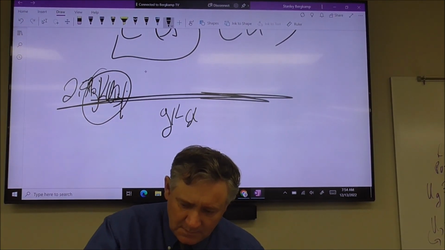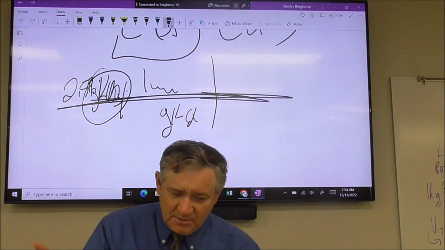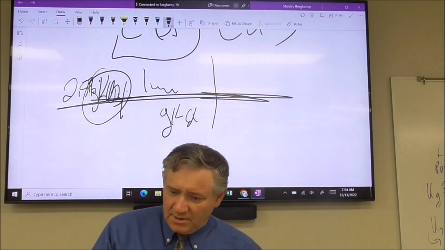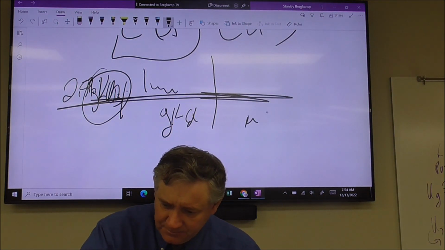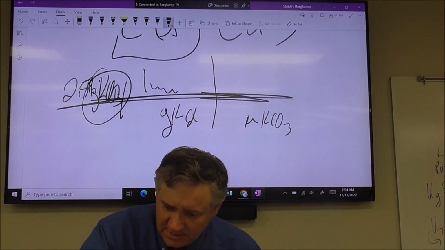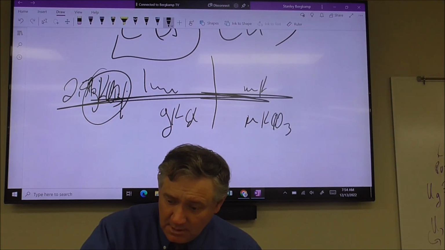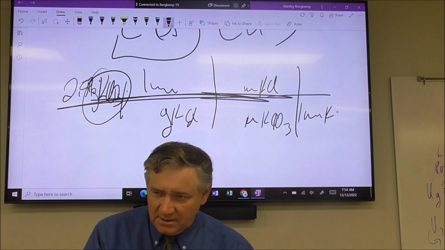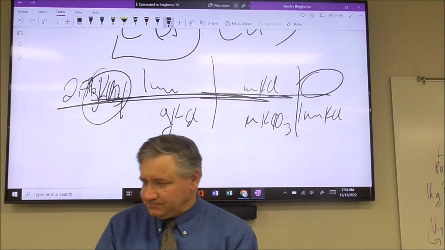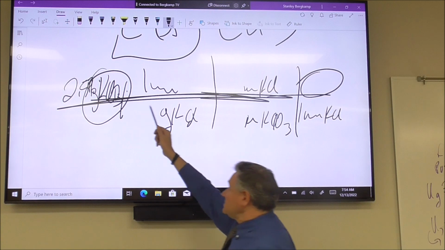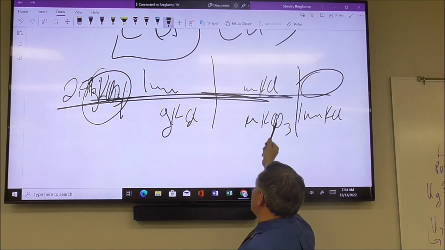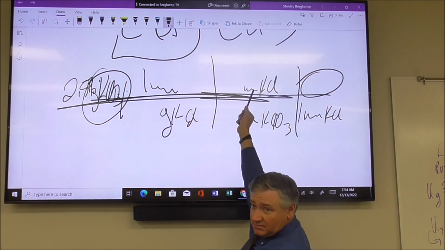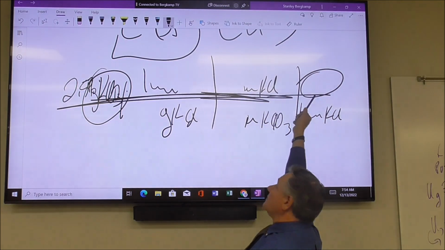1 mole. Now, in this case, your metallic chloride is going to be your potassium chloride. So you're going to put moles of KClO3 here, and then moles of KCl up here, okay? And then you're going to have 1 mole of KCl, and then the molar mass of KCl up there. So you can go from grams of potassium chlorate to moles of potassium chlorate, moles of potassium chlorate into moles of KCl, moles of KCl into grams of KCl.